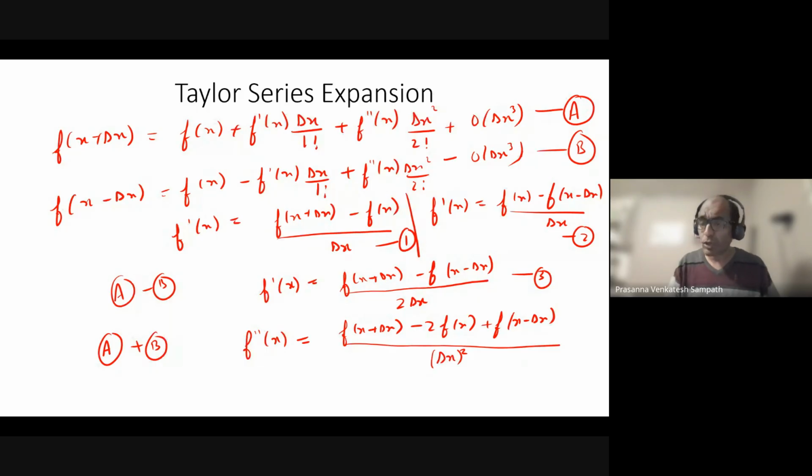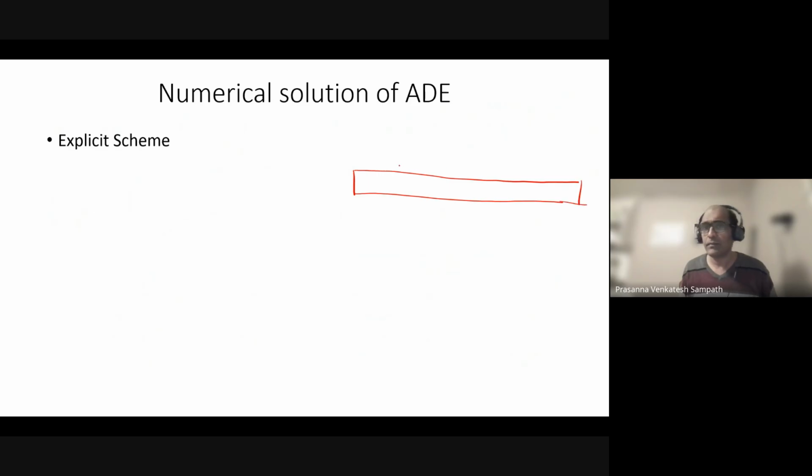Now I'm going to exploit whatever I've written on this slide in the next slide. I'm going to come up with a numerical solution for the advection dispersion equation using what I refer to as the explicit scheme. So I'm going to take a domain. Remember I have a one-dimensional problem. The equation has one dimension in space, so let's say this is x equal to 0 and this is x equal to L.